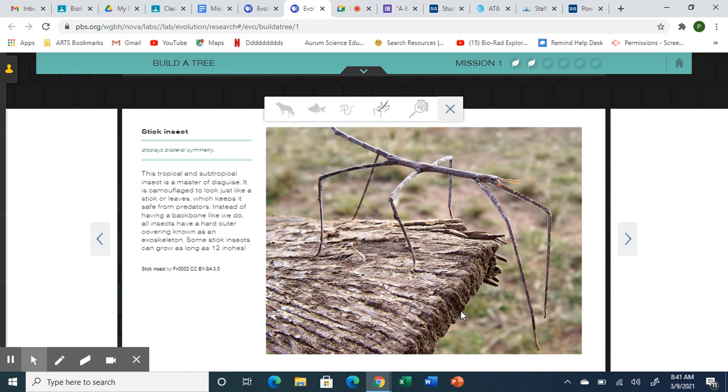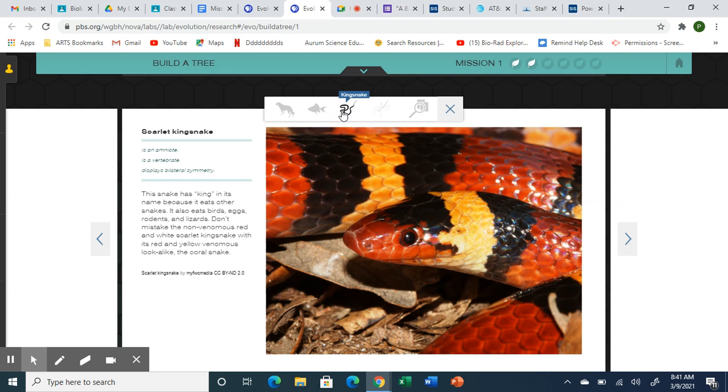So it's unique camouflage because it looks like a stick. Instead of having a backbone like other insects, it has a hard outer covering known as an exoskeleton. Some stick animals can grow as long as 12 inches. Yeah, this one was definitely 12 inches. All right, so what's next?